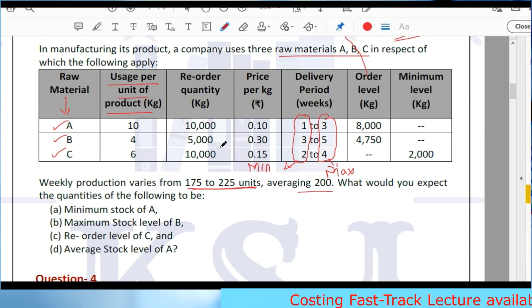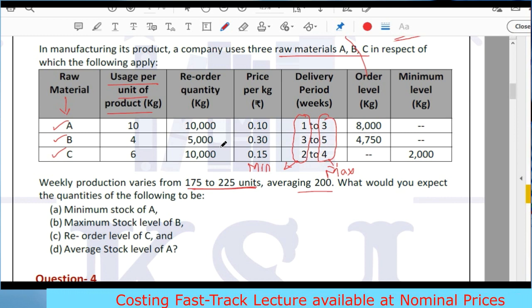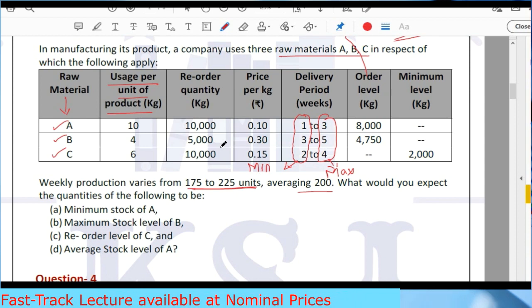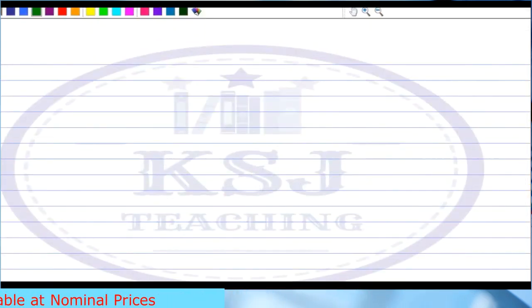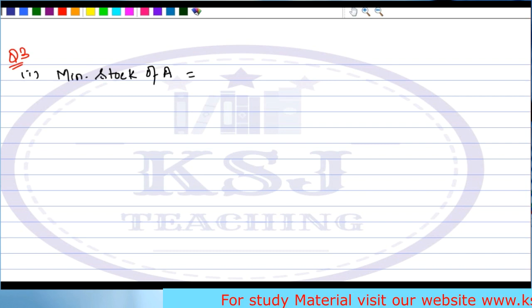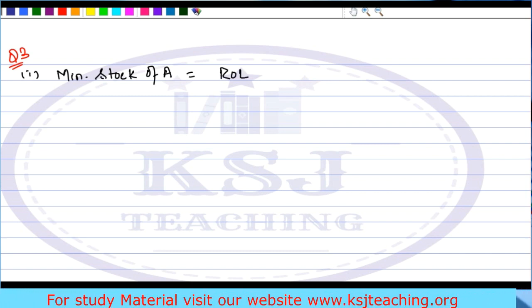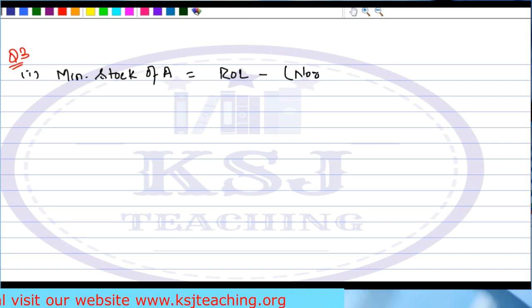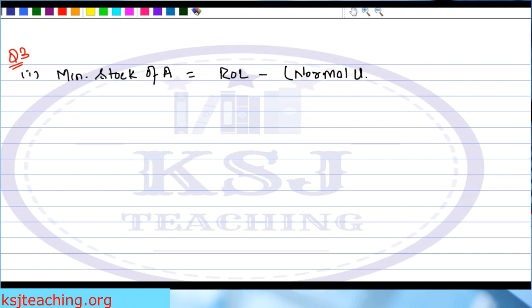Shall we start? First we'll write the requirement. The first requirement is minimum stock of A. So we have question number 3, and the first part says minimum stock of A. How do you calculate minimum stock? Minimum stock is reorder level minus normal consumption, or normal usage, multiplied by normal lead time. This is what I told you.